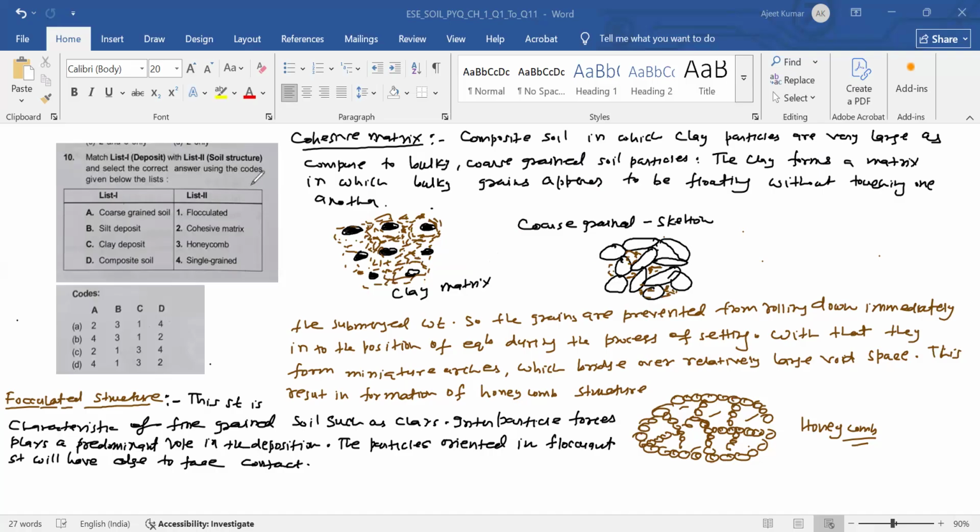So this is all about this question, and the answer for this question is option number B. This is all about question number 10. Now question number 11.